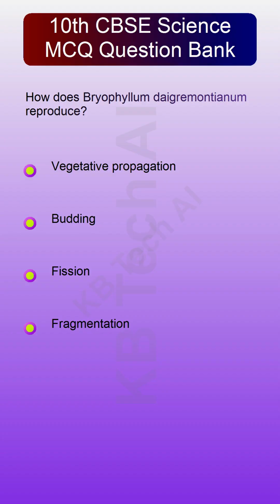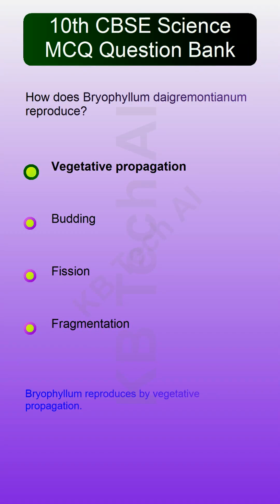How does Bryophyllum daigremontianum reproduce? Option 1, vegetative propagation. Option 2, budding. Option 3, fission. Option 4, fragmentation. The answer is option 1, vegetative propagation.